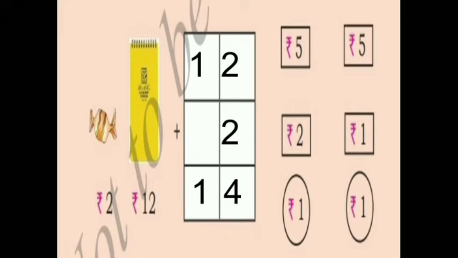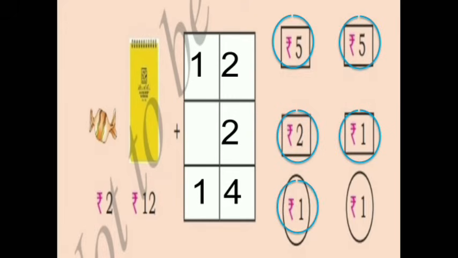Here they are given 5 rupee, 5 rupee, 2 rupee and 1 rupee notes and 1 rupee coin and 1 rupee coin. Here which notes make 14 rupees? Yes, 5 rupee, 5 rupee, 2 rupee, 1 rupee and 1 rupee make 14 rupees.